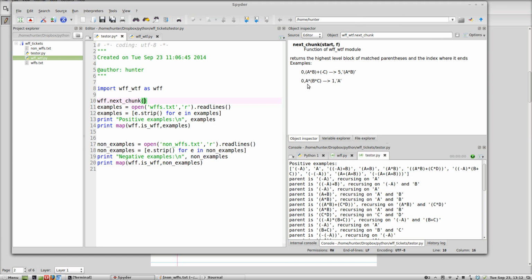So if you give it, the outer parentheses have already been stripped off, if you give it this conjunction, it finds the first piece of the conjunction, and it returns the index at which it ends. So frequently, one reason I wrote this is because frequently this is going to be the index of the operator. So can you see here that the index of plus is 0, 1, 2, 3, 4, 5? So I use that to extract the index of the operator.